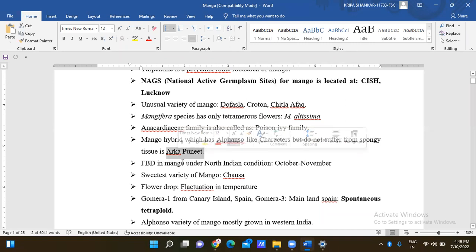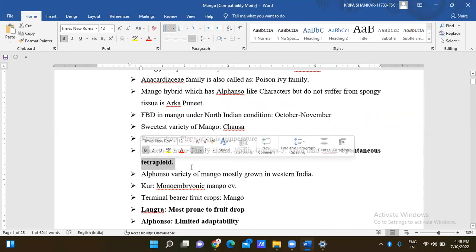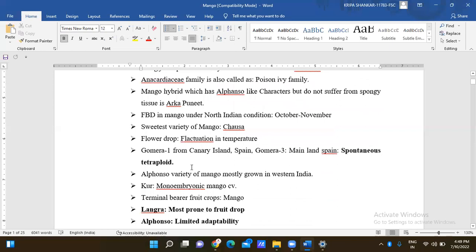Next is flower bud differentiation in mango under North Indian condition. It's a very simple question, that is mostly in October, November. Then the sweetest variety of mango, that is Chausa. Flower drop is because of fluctuation in the temperature. There are few rootstocks which are spontaneous tetraploids, that is Gomera 1 and Gomera 3. One is from the Canary Islands, another is from the mainland. Both are from Spain. Alphonso variety of mango is mostly grown in Western India, which we know very well.